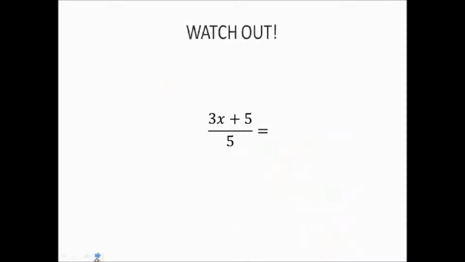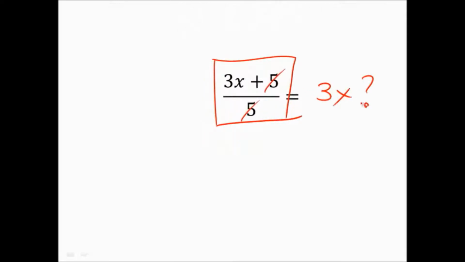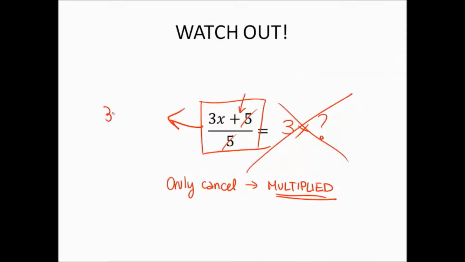However, you need to watch out. Every time you see something like this, it is very common to say, oh, is this not just 3x? No, it's not. Because you cannot cancel if you have a plus sign or a minus sign. You can only cancel if all terms are being multiplied. So it actually is 3x over 5 plus 5 over 5, which is 3x over 5 plus 1 is the simplest way to write that.